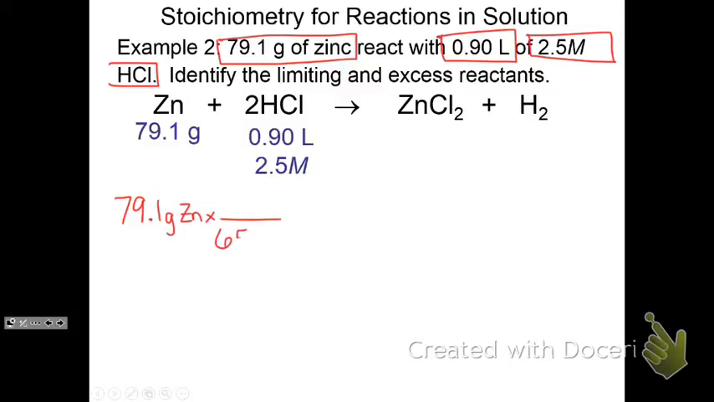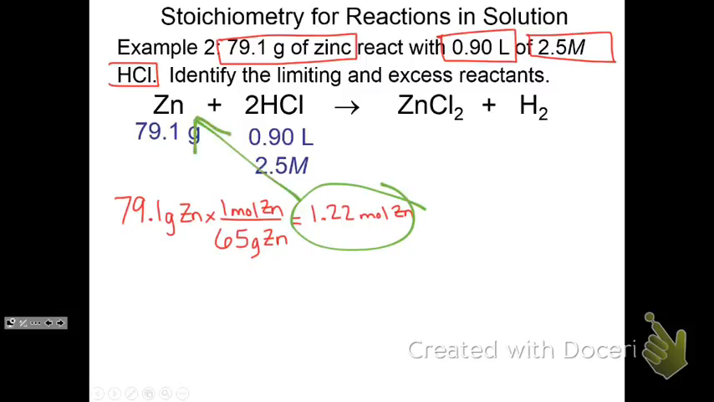So I need the molar mass of zinc off the periodic table. You should see it, 65. And then 1 mole goes up top. So once you divide by 65, you should end up with about 1.22 moles of zinc. Perfect. Now I have moles of this reactant. I'm going to have to find moles of my second reactant so I can compare values and do a couple more calculations. So let me quickly get moles of HCl.